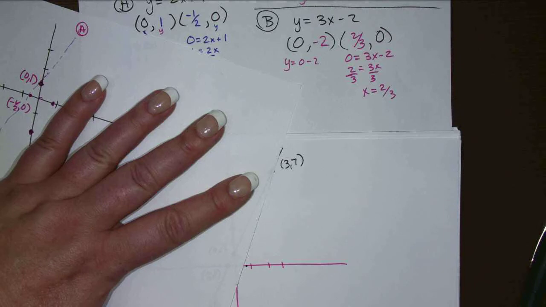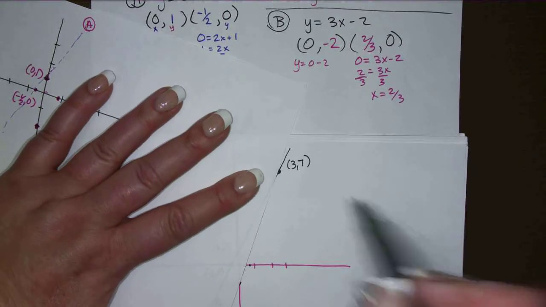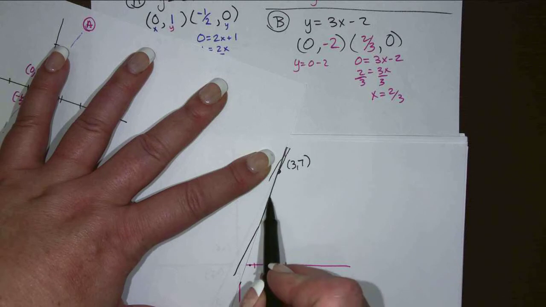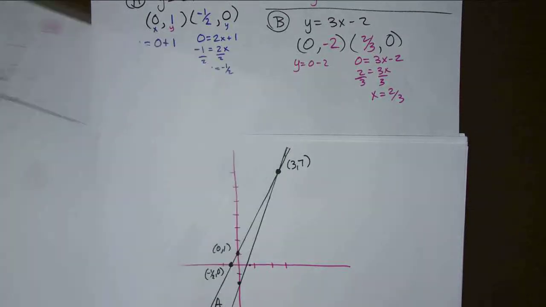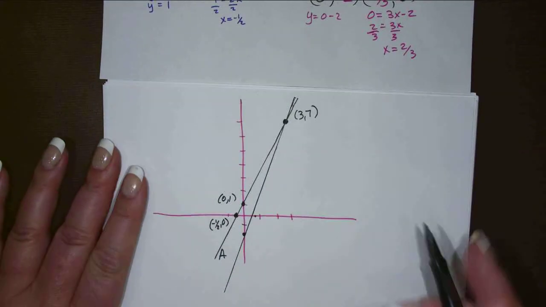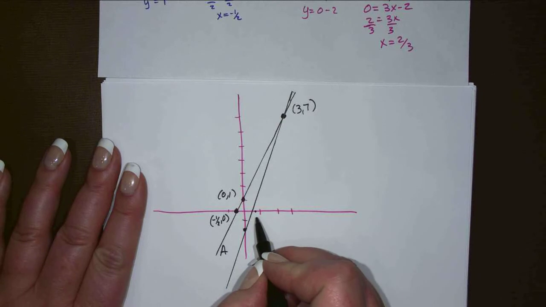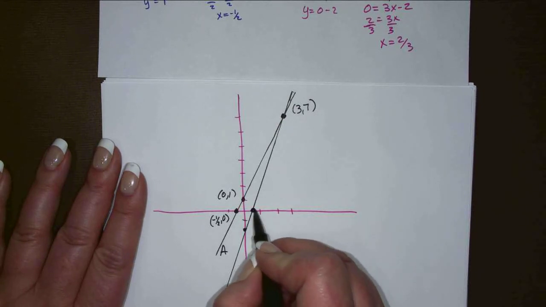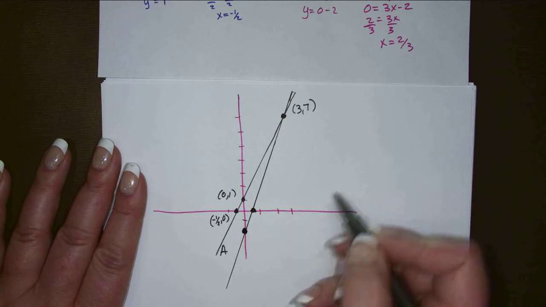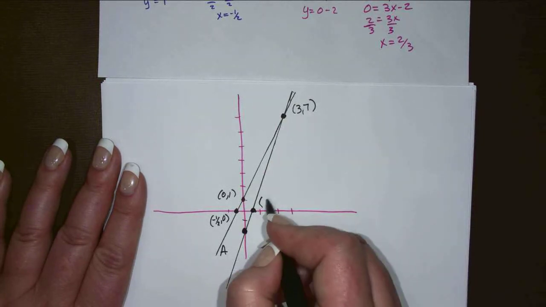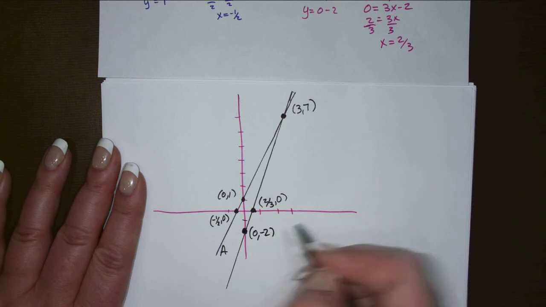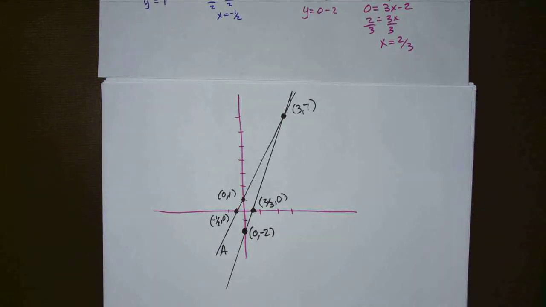Not a very good ruler, but this is perfect. My point, I don't know if you can see it there, was slightly off the line where 2/3 was. I'm just going to move it and make it bigger and then label them. This is (2/3, 0), and this is (0, -2). Okay? So when I look at your question, I can see everything I asked for right in the graph.